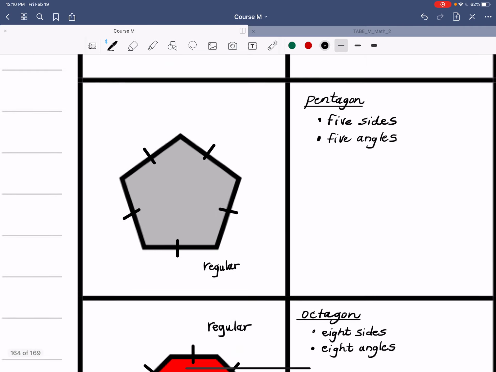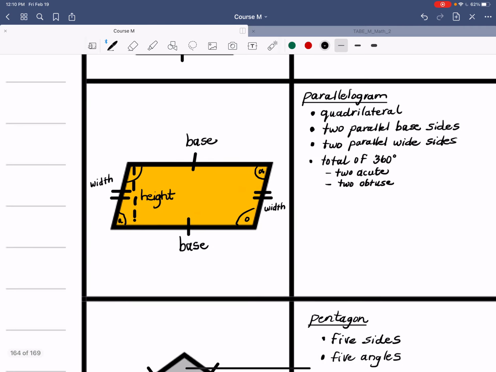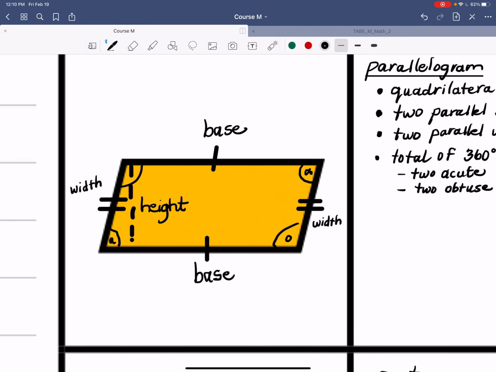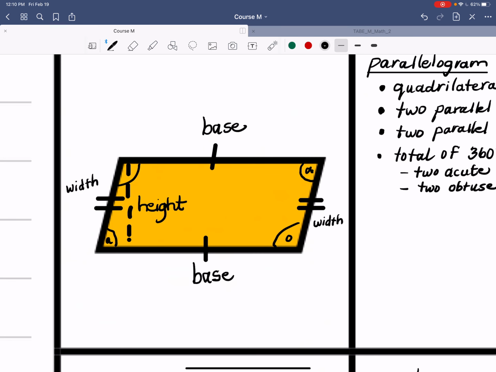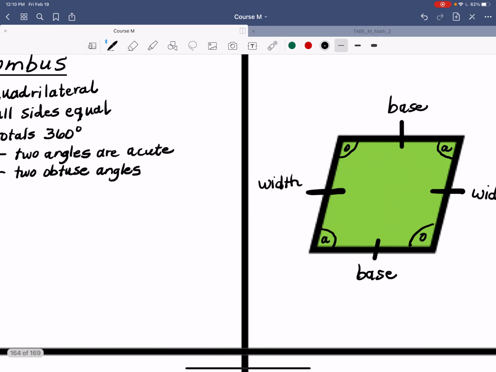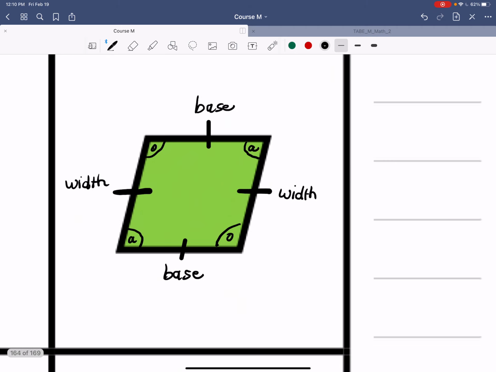Let me ask you this. Is this a regular quadrilateral? No, because the marks don't match up. That is irregular. Is this a regular quadrilateral? Yes, because all sides are equal.